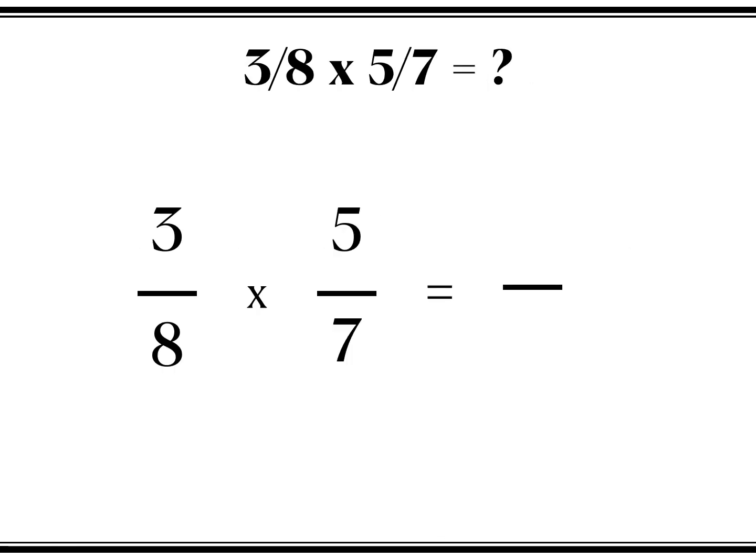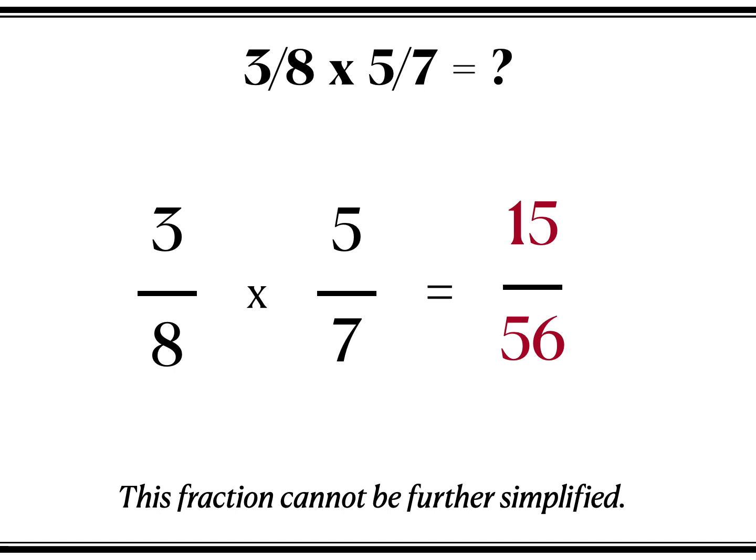Let's do another one. 3/8 times 5/7. 3 times 5 equals 15. 8 times 7 equals 56. This fraction cannot be further simplified. Now, if you're like me and you get a fraction where it's two two-digit numbers, I really, really want to simplify it. It looks wrong to me. The fact is, it's actually correct. So don't let your own mind deceive you.